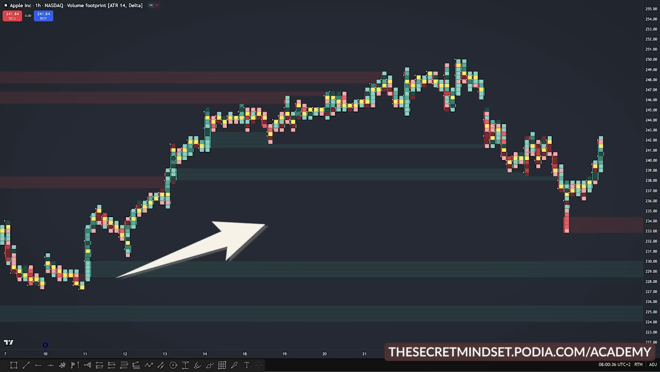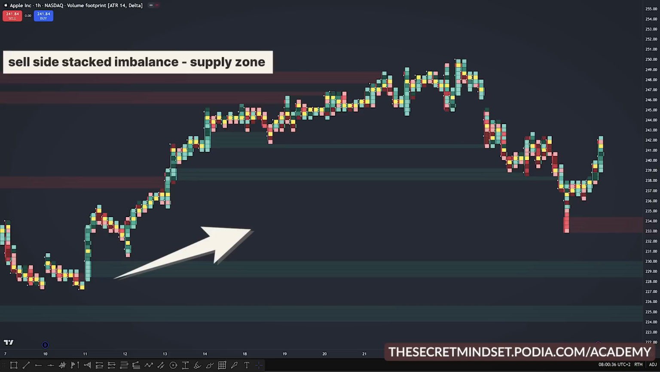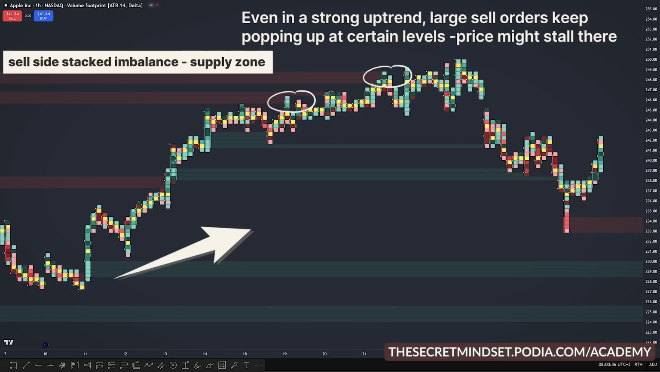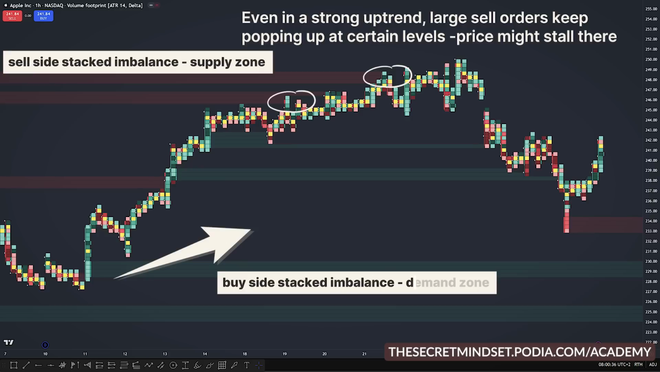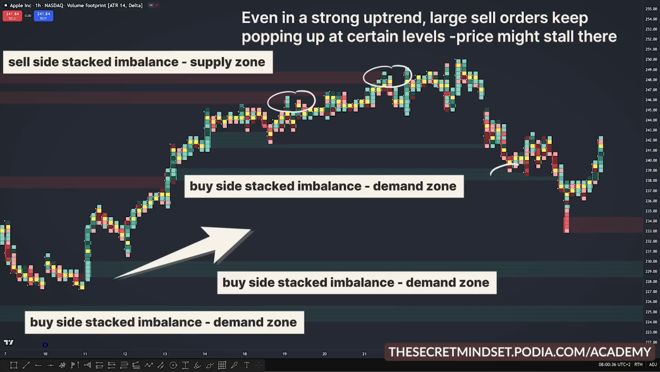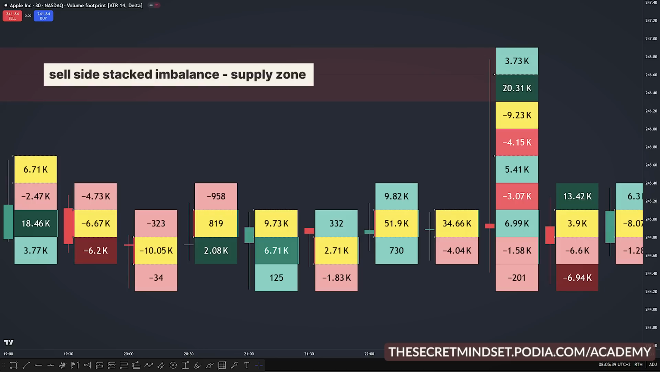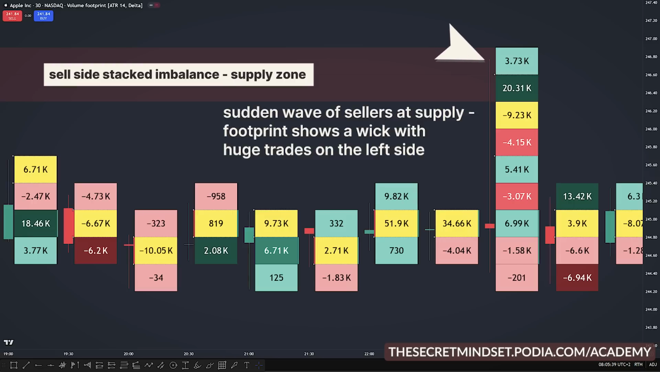At times, the footprint view can show that even in a strong uptrend, large sell orders keep popping up at certain levels. Price might stall there. If the volume on the buy side absorbs those sellers, price might break higher anyway. But if large sellers hold that line, price might turn. The footprint chart helps highlight these battles. A normal chart might show a candle with a wick, but the footprint might show that this wick printed huge trades on the left side. That can sometimes mean a sudden wave of sellers.